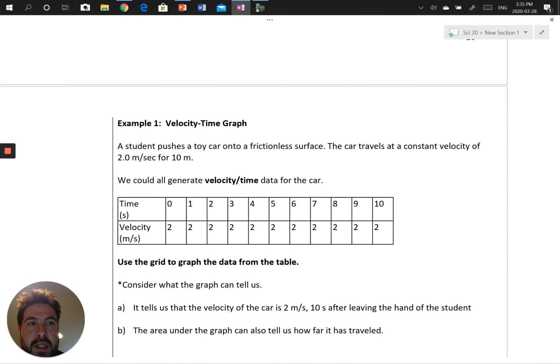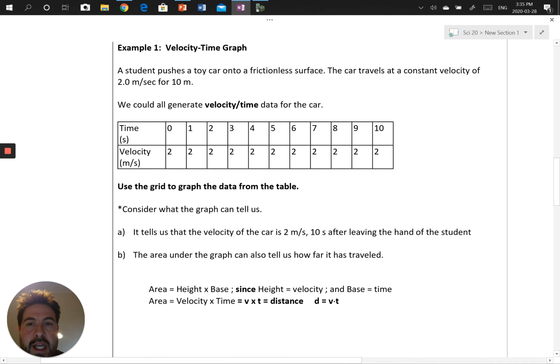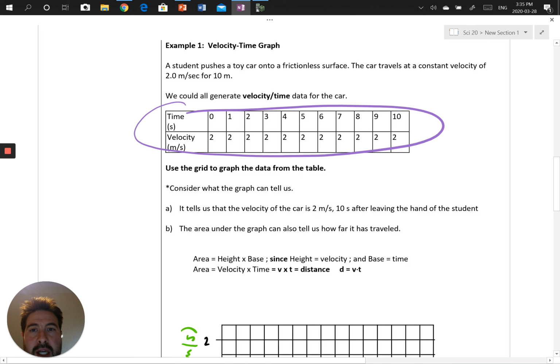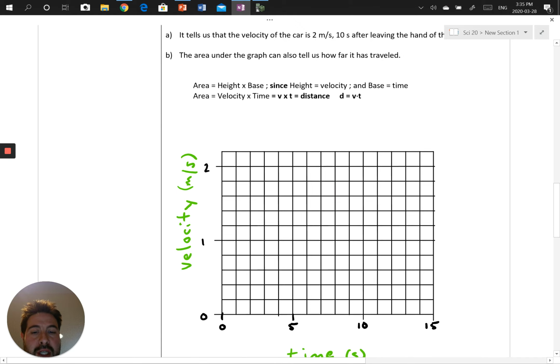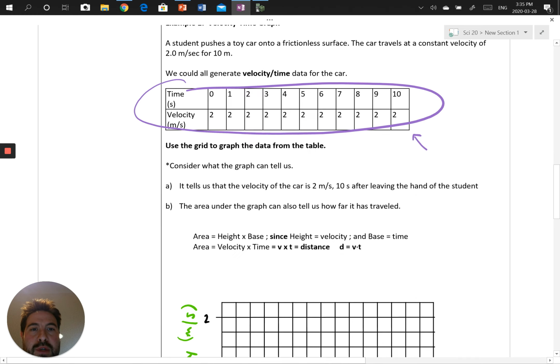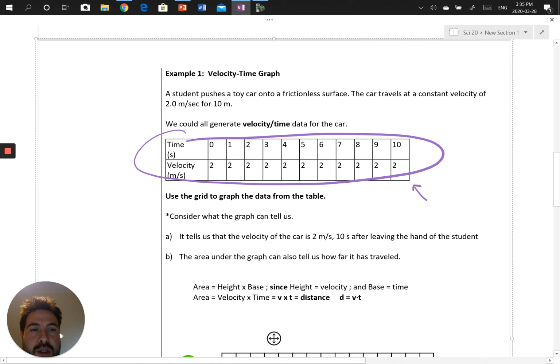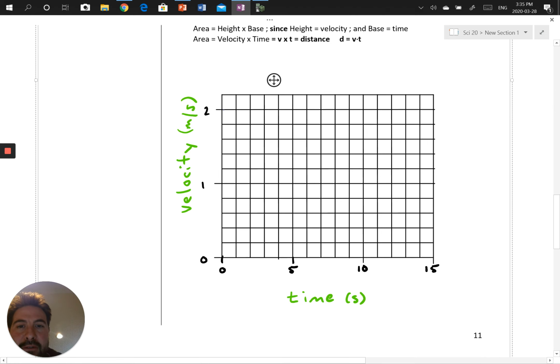So moving on to the next page, page 11, we look at two examples of this. For this first example, and I understand you guys went over this one in class as well, we're looking at an object that is moving at a constant velocity. So again, when we put this into a graph, this object is moving 2 meters per second every second over a course of 10 seconds. So if I'm going to graph this, it's going to look something like this.